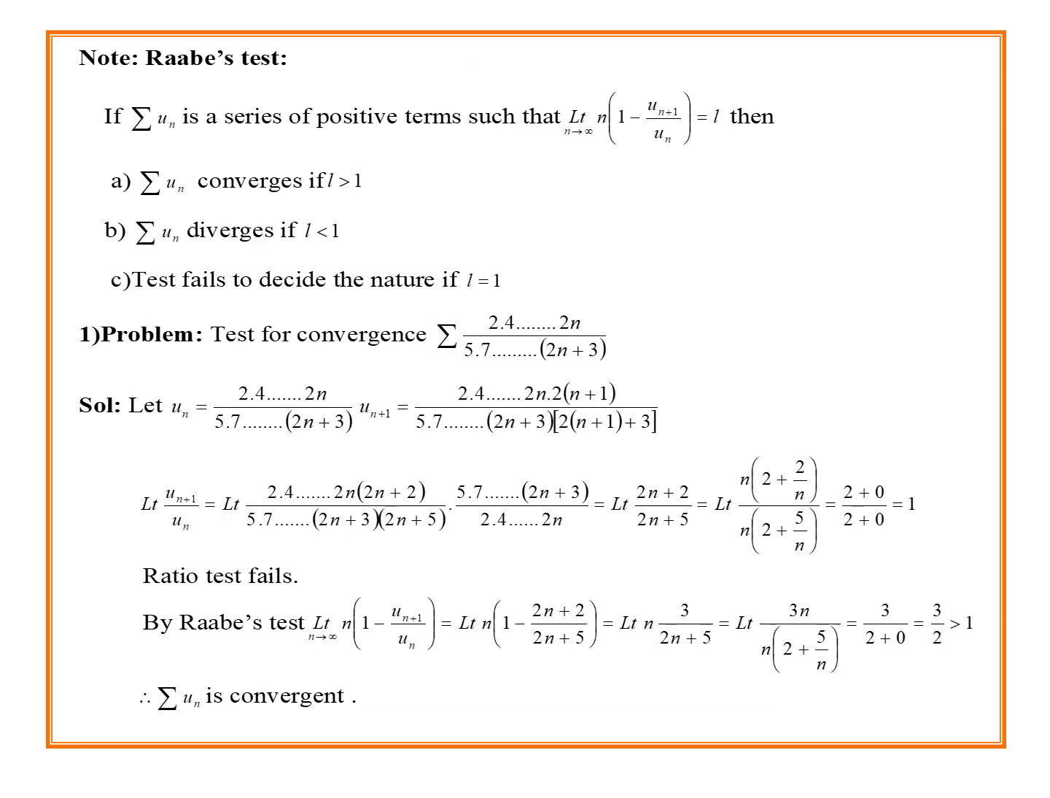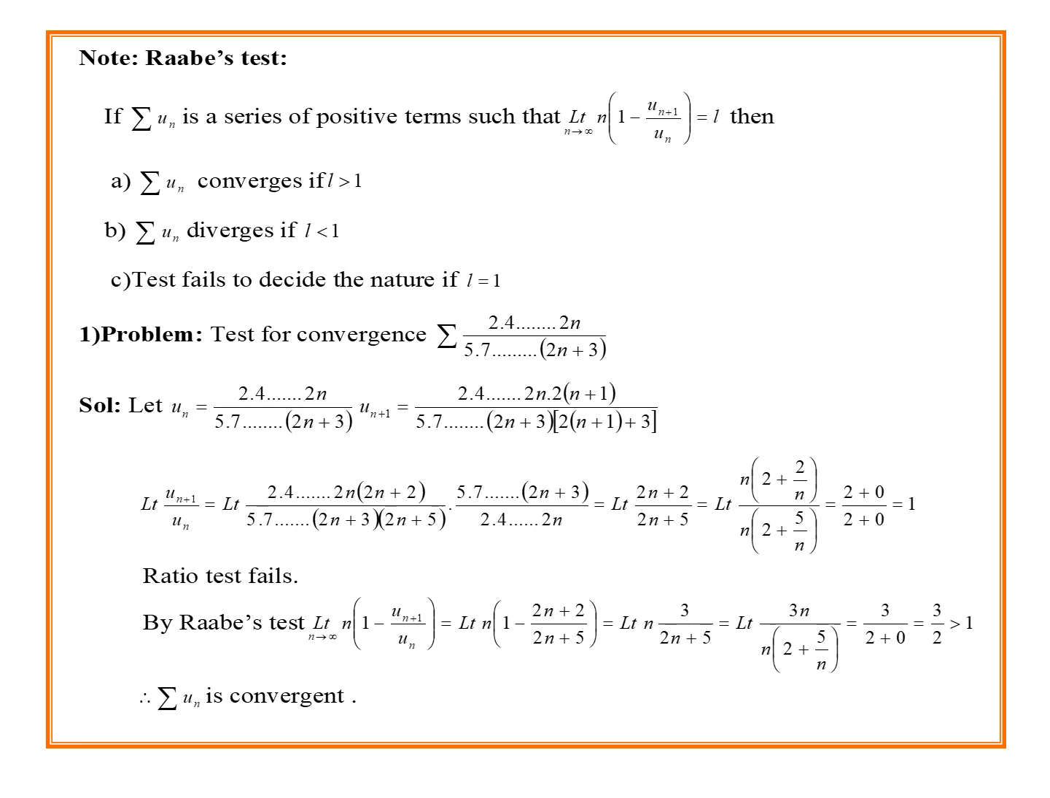Next one, Raabe's test. Statement: if sigma un is a series of positive terms such that limit n tends to infinity, n into (1 minus u of n plus 1 by un), equal to L, then sigma un is convergent if L is greater than 1. Sigma un is divergent if L is less than 1. The test fails to decide the nature if L is equal to 1.